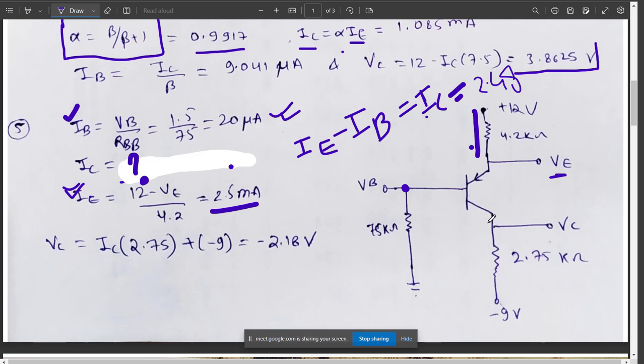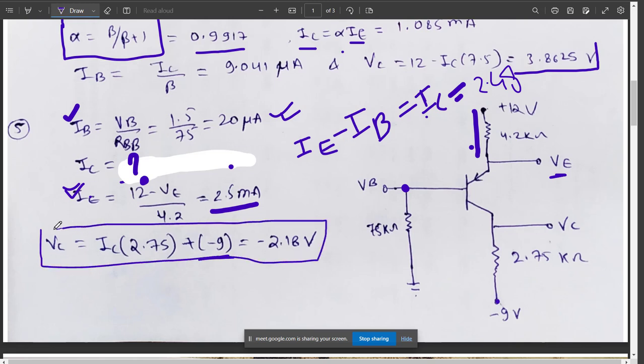After finding the value of IC, will you be able to find VC? We already know the value of IC, right? IC into 2.75 plus minus 9. VC is equal to IR plus this voltage, and this voltage is minus 9 volts. So you will find VC equal to minus 2.18 volts. Any doubt here?